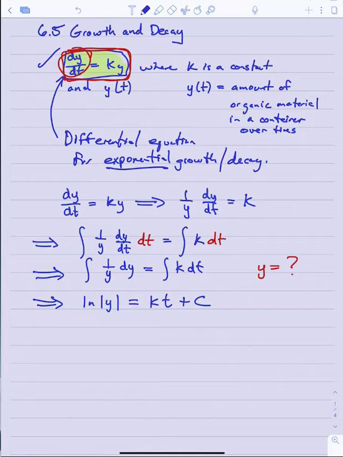I know I can raise e to both sides of this equation, and since the two sides are equal, raising e to both sides gets me two things that are equal. What happens when I raise e to the ln of something? I get the something, because I know the exponential function and the natural log function are inverses. Okay, what's the other side? Well, I could write that as e to the kt times e to the c.